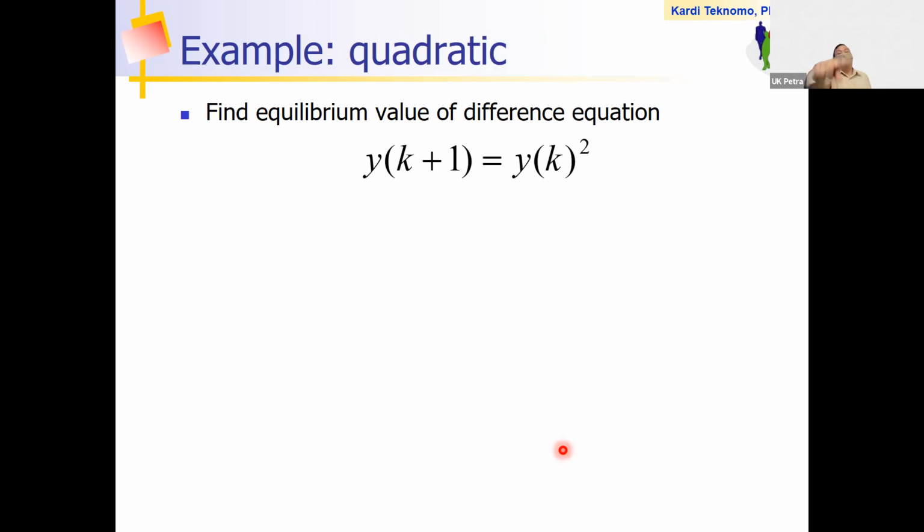Okay, can you do this? Can you find the equilibrium value of this quadratic difference equation? Practice on paper. What will you do? y star equal to y star squared. Correct. Replace all y_k or y_{k+something} with y star. That's it. And then you solve it. So in here, because this is quadratic, you have two equilibria. Okay. If it's cubic, you have three equilibria. As simple as that. Oh, difference equation, you will love it because it's so easy, right?